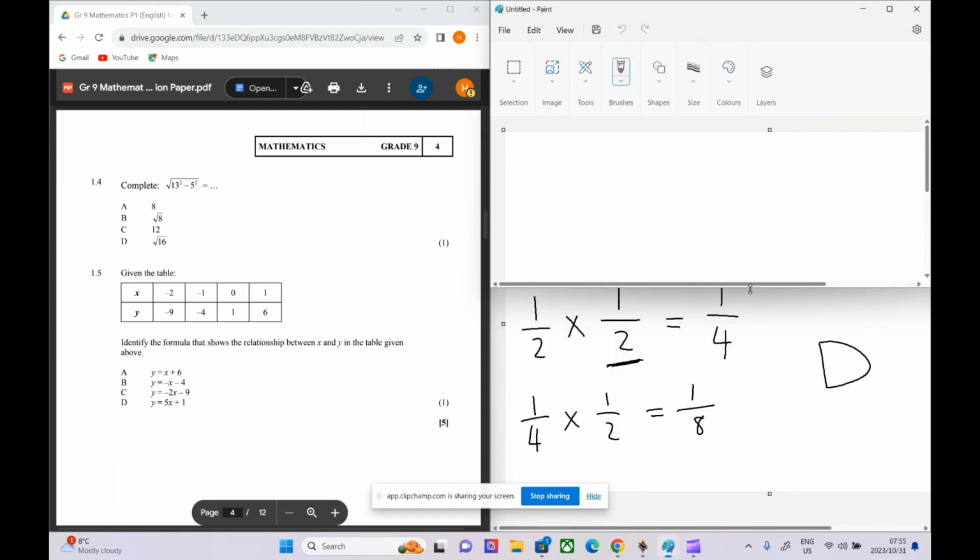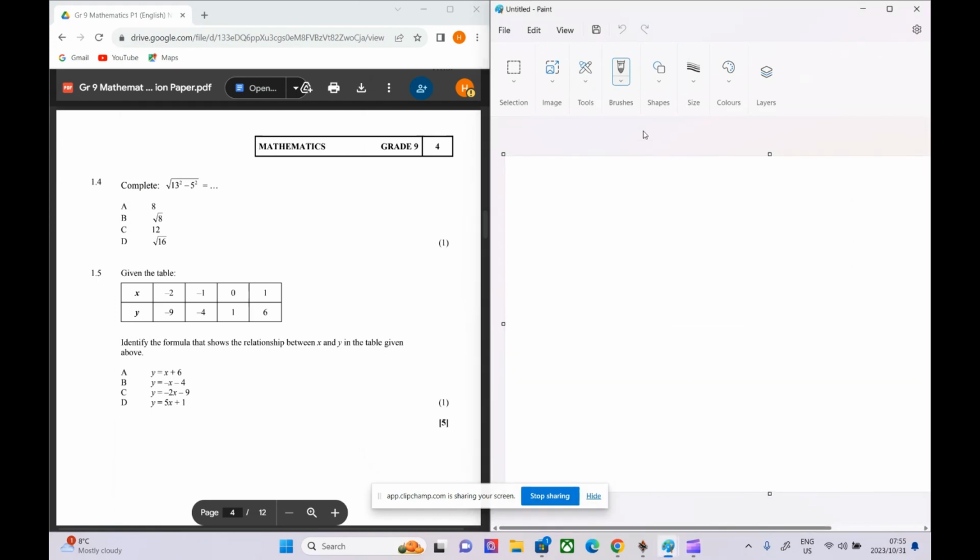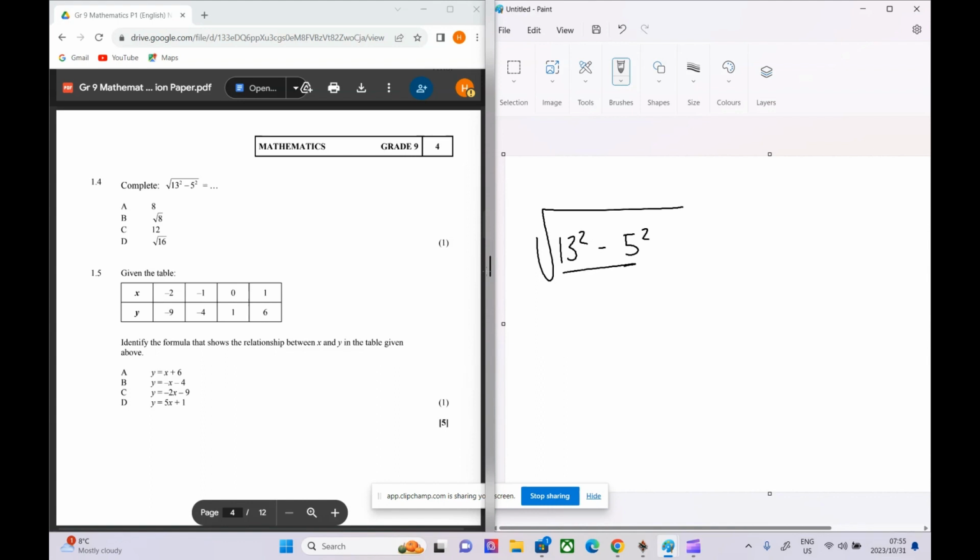Okay, so we've got a square root, we've got square numbers. They're trying to make it look really scary. Write it down, let's see what we can do. So 13 squared minus 5 squared. We can't really get rid of this square root symbol yet. So what I would be doing first is trying to work out what I can do with this inside the square root. Okay, so let's keep the square root.